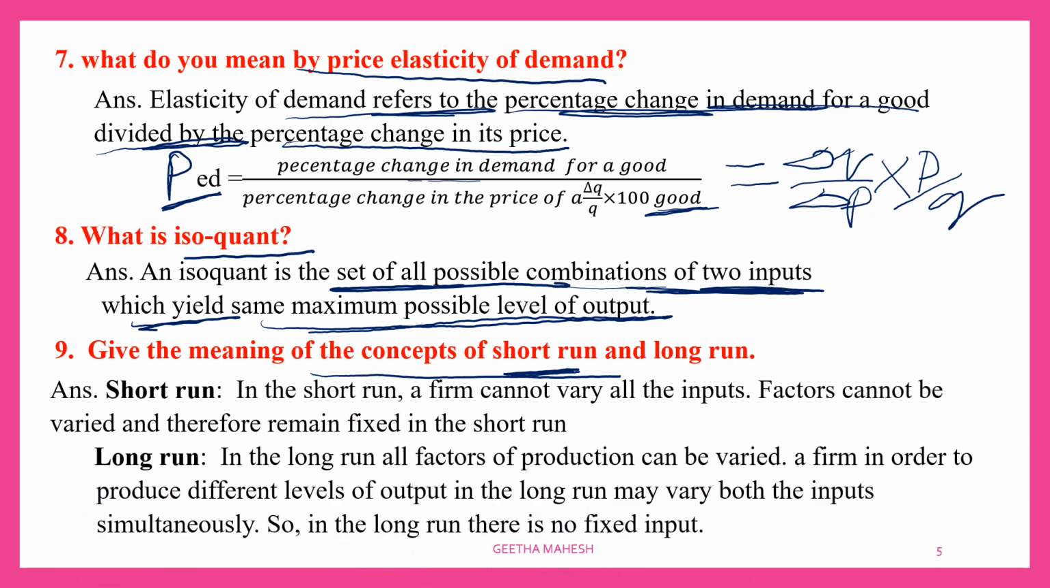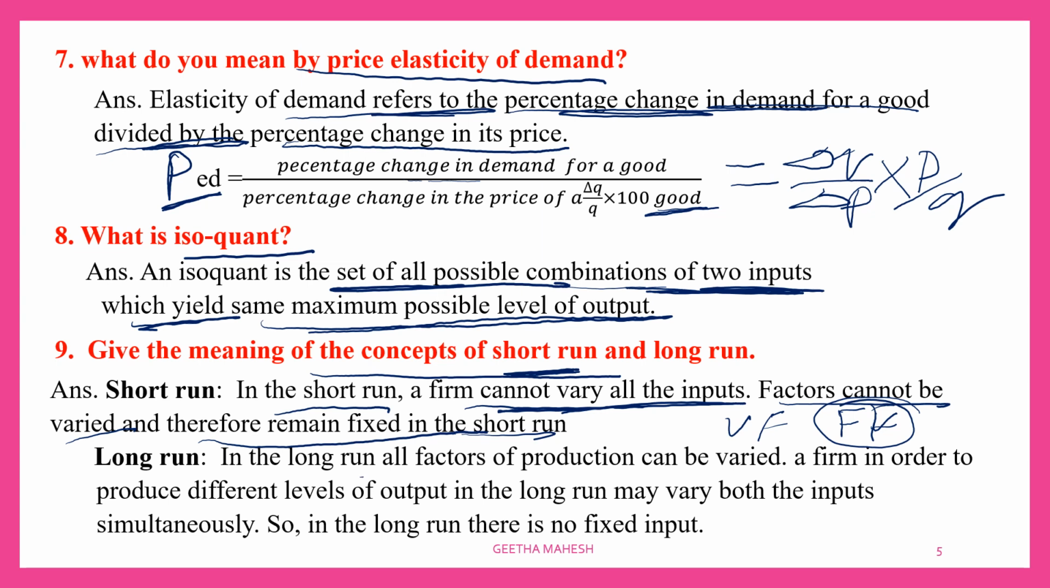Short run means here, in the short run, firms cannot vary all the inputs. The factors cannot be varied and therefore remain fixed in the short period. They cannot vary all the factors of production. So in the short run, they can vary only variable factors of production, and a few factors remain fixed because to change these factors they need a long period.